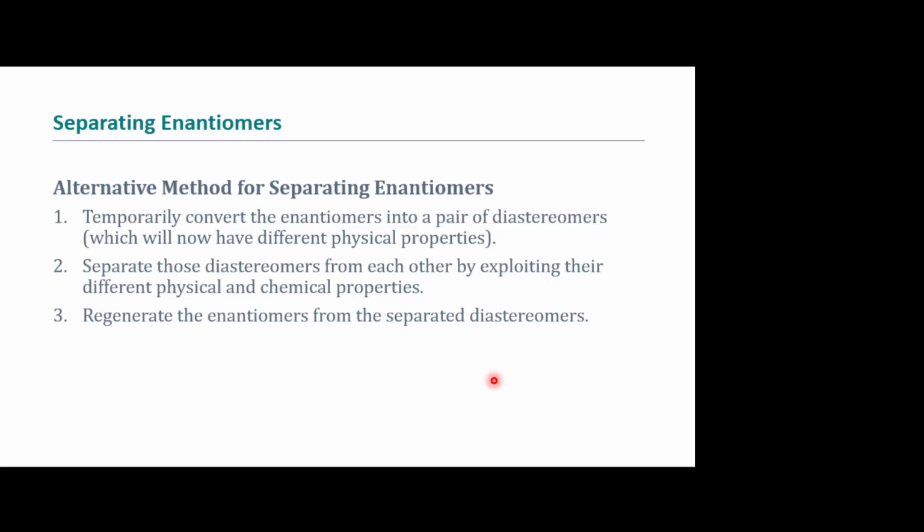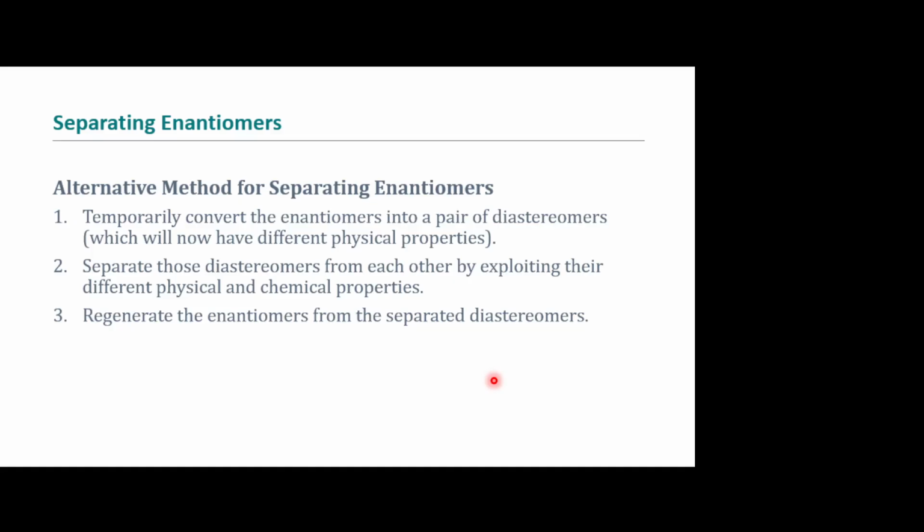You can regenerate the enantiomers from the separated diastereomers in this alternative method. Now, this is kind of an old school alternate method. It takes a lot more steps, and there are a lot more purifications, and you lose a lot more. There's actually a newer methodology where you make targeted molecules that bind to a specific enantiomer.